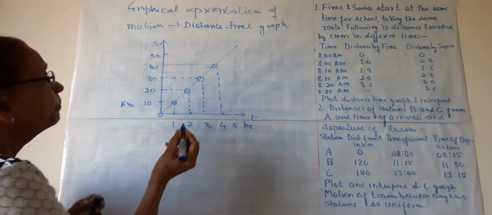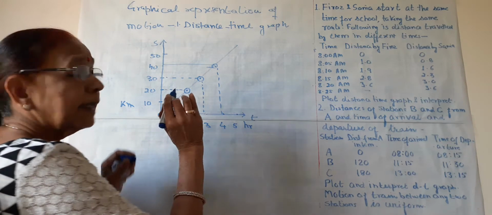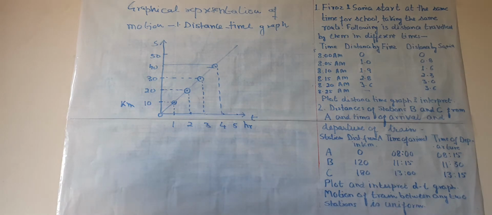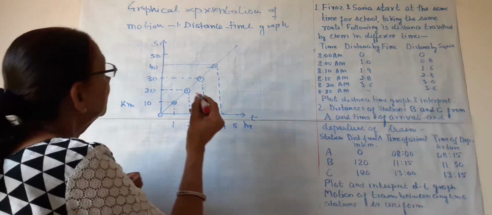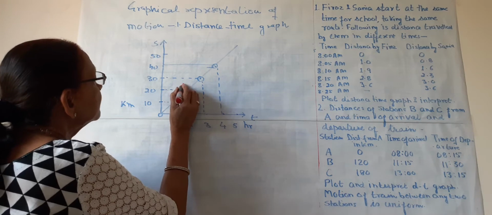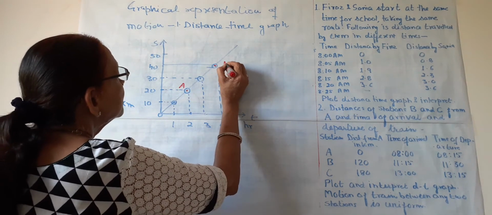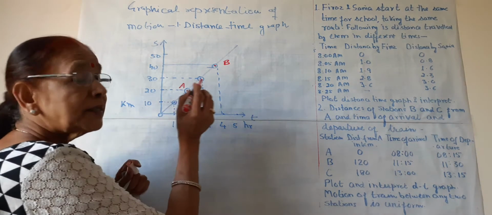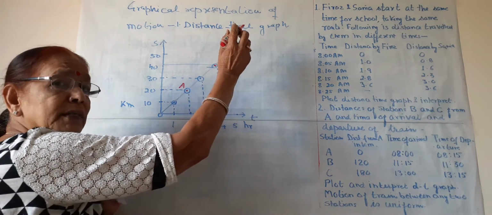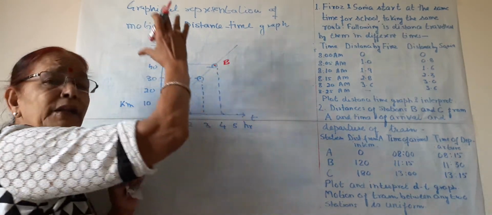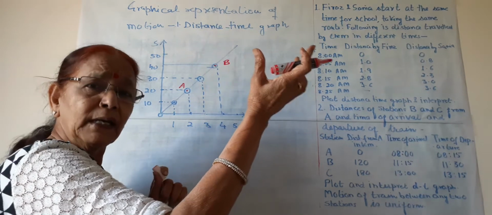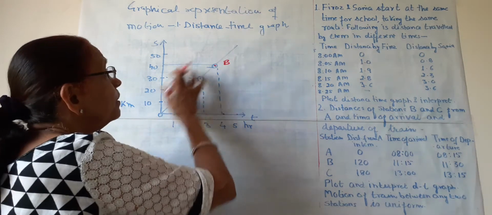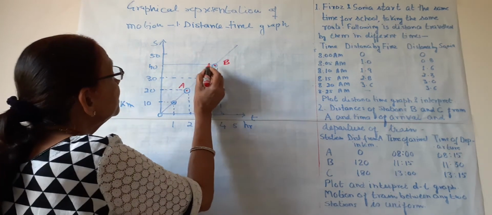What we have to do is take any 2 points on this graph. Suppose I have taken this point as A and I have chosen this point as B. We can have any point. Any 2 points are chosen, and as this is constant speed, the points anywhere on the graph line will give the same speed. Speed is the same from here till the top. So any 2 points will give the same speed.